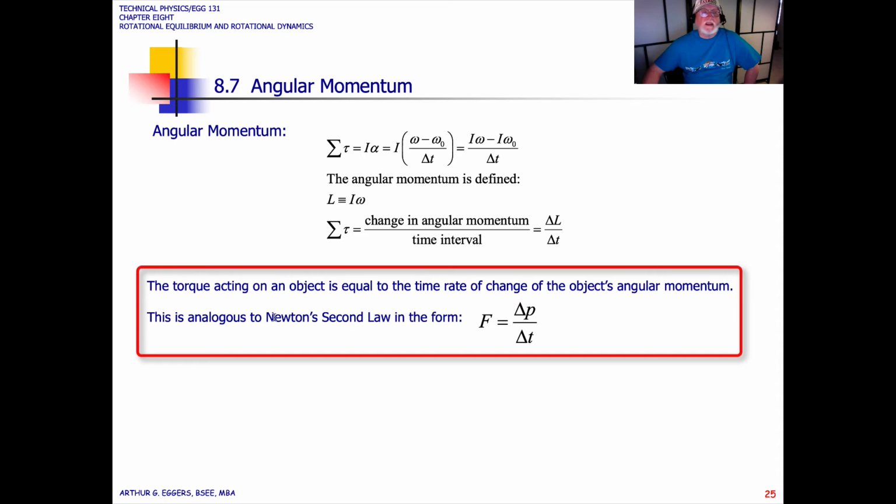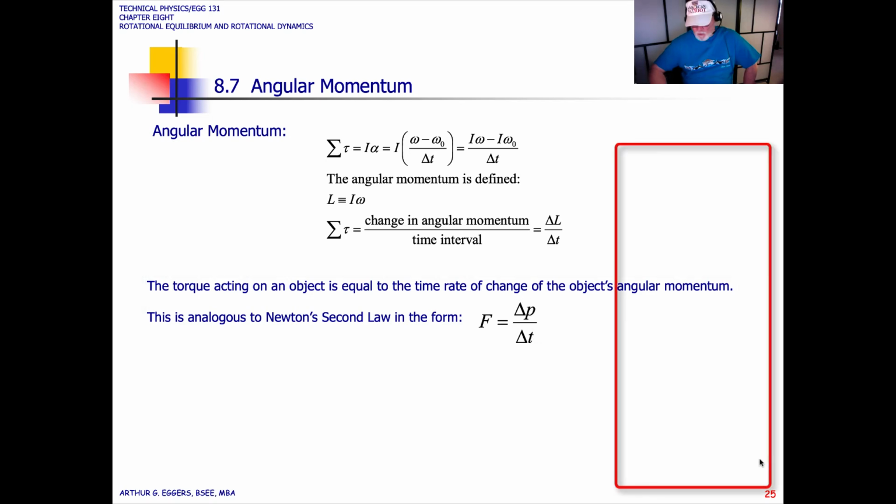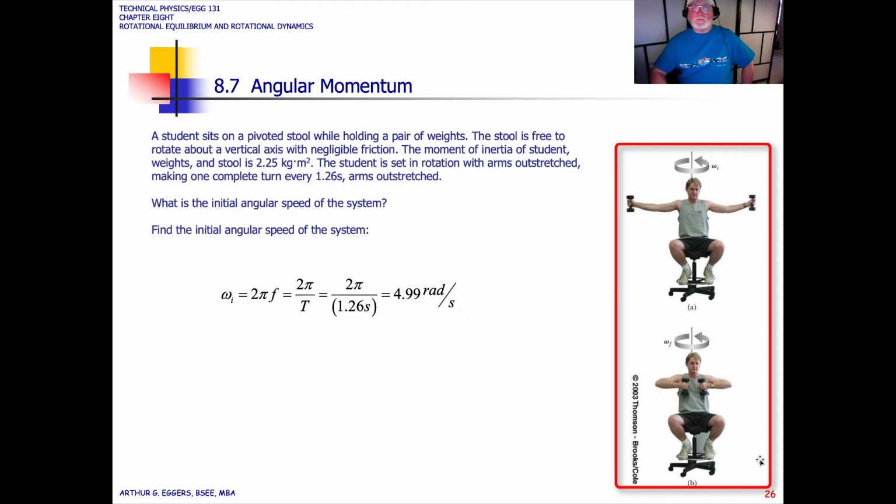This is analogous to Newton's second law, where we saw the force is equal to the change in momentum over an interval of time. So here's an interesting little problem. We've got a guy sitting on a pivotal stool. He's got some weights in his arms, and he's going to bring the arms and the weights in and out, and we're going to see how it affects the angular velocity.